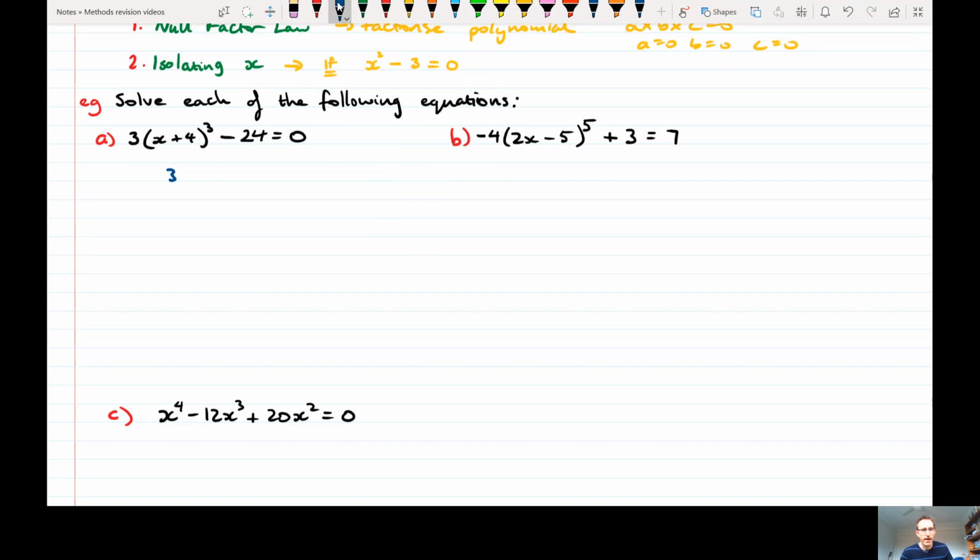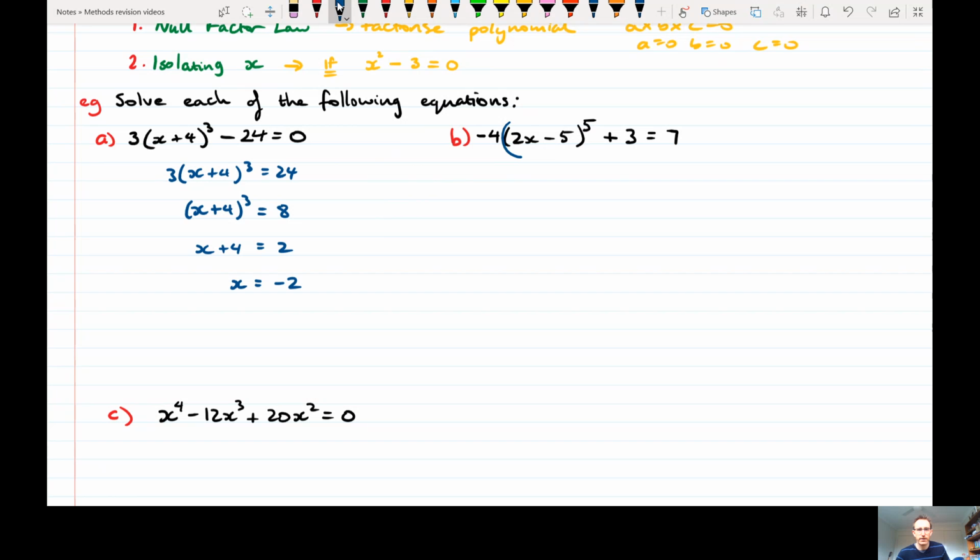So I'm going to add 24 across first, then divide by 3, and I'm left with 8 there. Now to undo a cube, remember it's cube root. So cube root of 8 is 2, not plus or minus 2. The plus and minus options only come out when you have the even powers. And then we subtract by 4 and we get -2. Fairly straightforward, I think. Let's have a go at this other one over here.